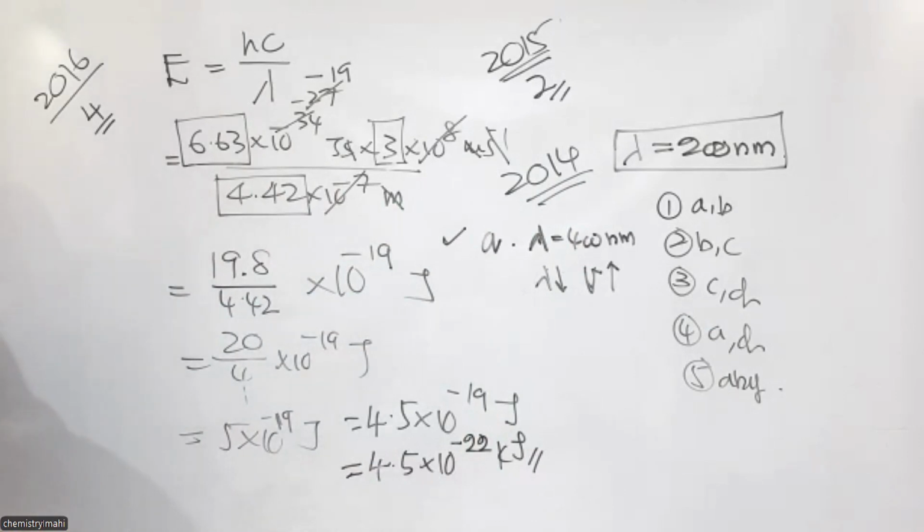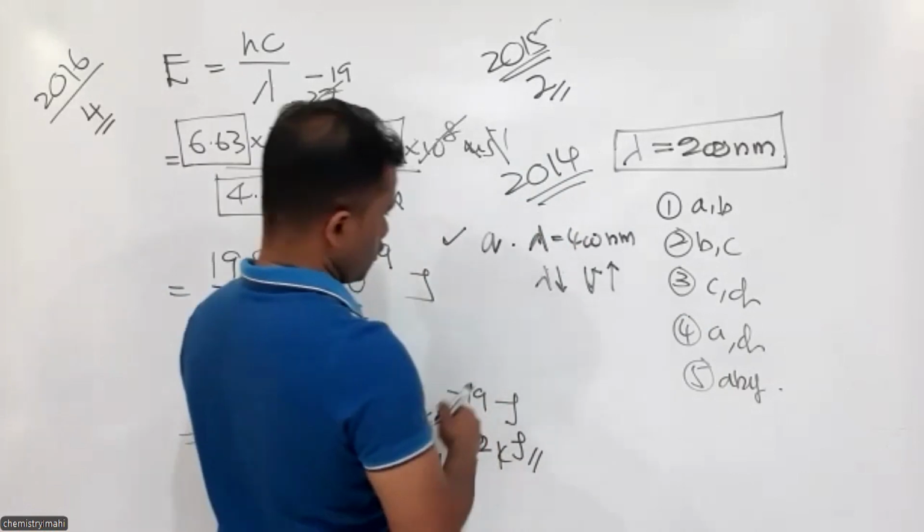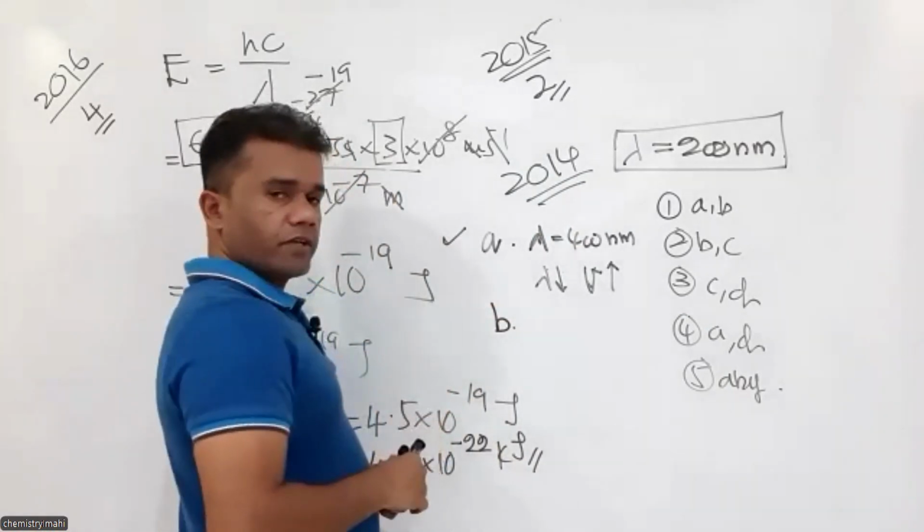It has a higher frequency than radiation of wavelength 400. Yes, it is in the visible region of the electromagnetic spectrum. So what about the B part? Is it in the visible region?